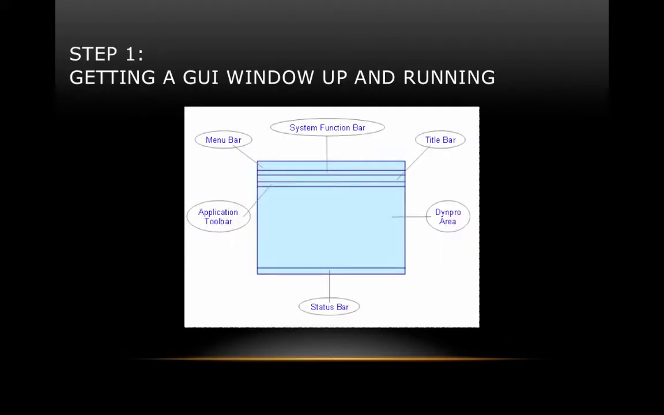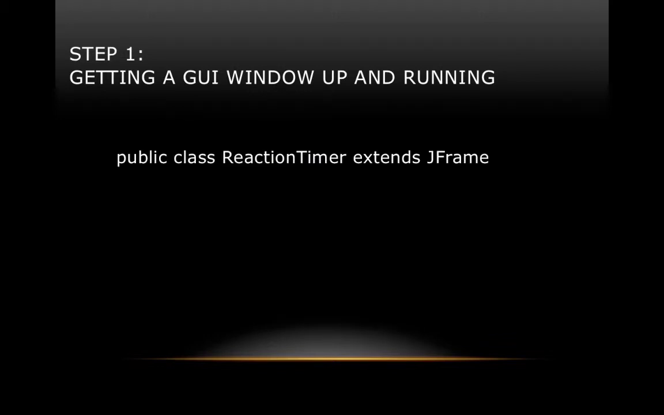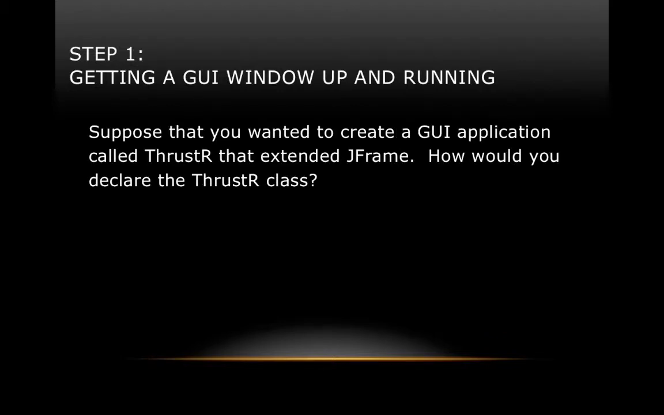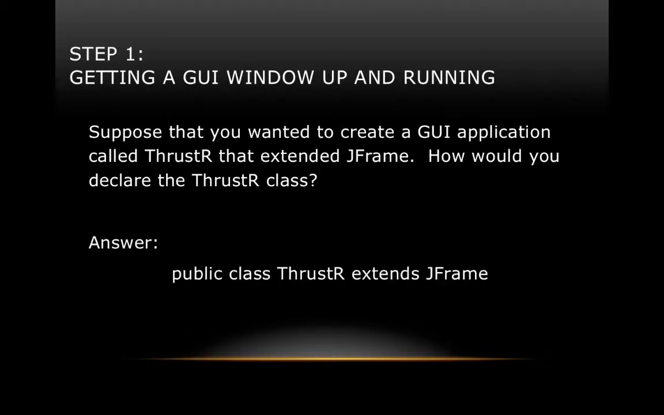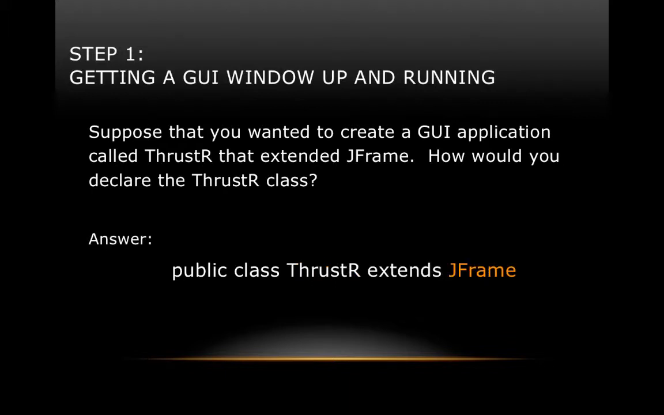Step 1. Getting a GUI window up and running. In Java Swing, a displayable window can be created by extending the JFrame class. In code, this declaration would look something like what is shown here. Suppose that you wanted to create a GUI application called ThrustR that extended JFrame. How would you declare the ThrustR class? You would declare the ThrustR class and declare that it extends JFrame.